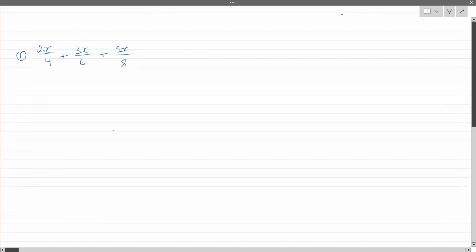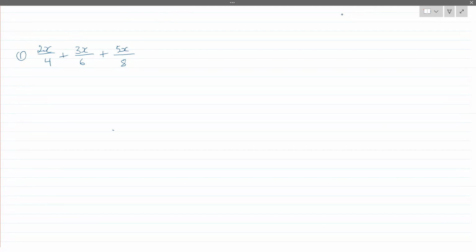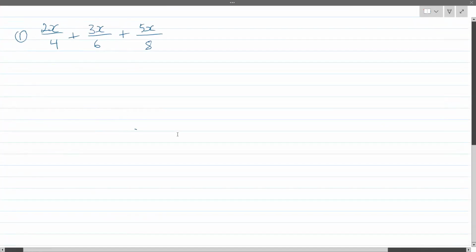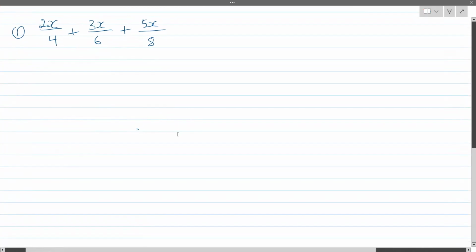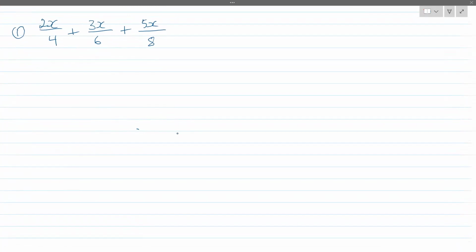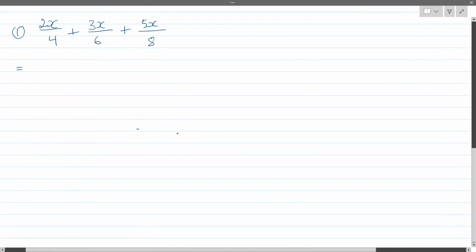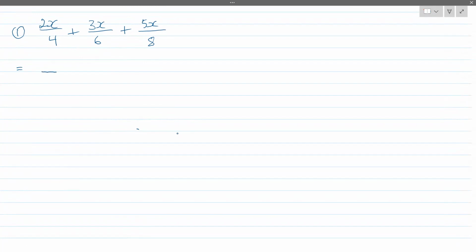All right, so we're looking at this question here. 2x over 4 plus 3x over 6 plus 5x over 8. When we work in a question like this, we approach it just like we would a fraction. So pretend you were doing 2 over 4 plus 3 over 6 plus 5 over 8. How would you do something like that? Well, you have to find your LCM to begin with first. So you have 4, 6, and 8. Right? The LCM of 4, 6, and 8 would be 24.